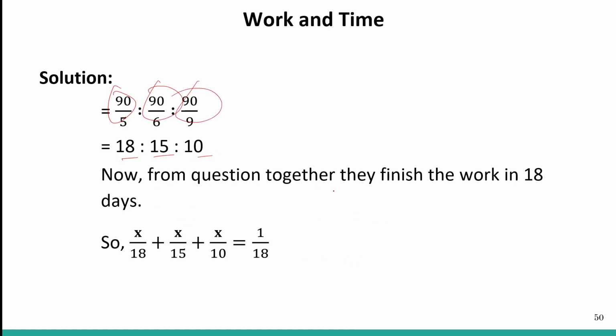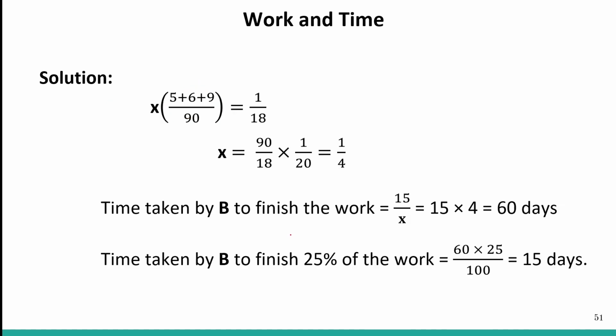Now from the question, together they finish the work in 18 days, okay? So x/18 + x/15 + x/10 = 1/18. So x = 90/18 × 1/20 = 1/4. So the time taken by B to finish the work is 15 × 4 = 60 days. So the time taken by B to finish 25% of that work is 60 × 25/100 = 15 days. Okay, so that's all for now. Thank you.